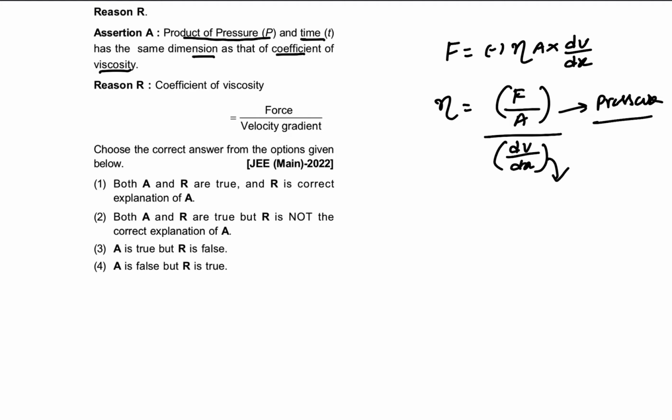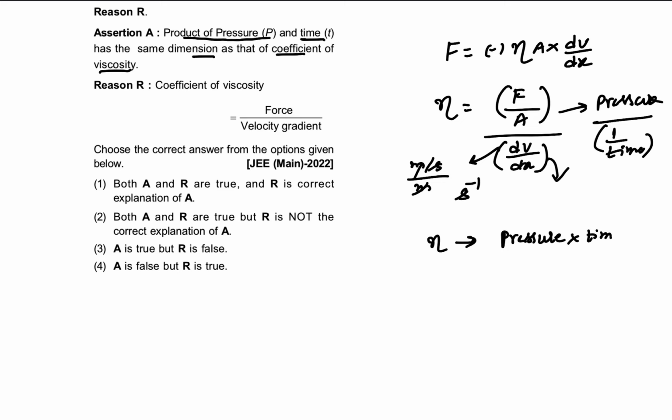This is pressure divided by the velocity gradient, and this value will give second minus 1, that is 1 by time. Earlier also I have given this, if you want you can refer to it. It is meter per second divided by meter, the meter gets cancelled, and we get second minus 1 only. That's why I have written time. So the dimension of eta is given by the pressure into time relation. The SI unit of eta is Pascal second.